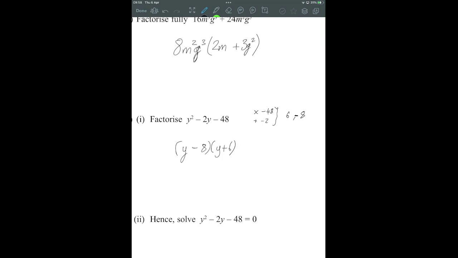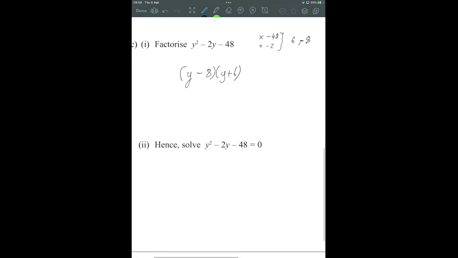Does not matter which order you write the 2 brackets in, as long as you have the negative sign with the 8. You can expand that out with FOIL as well. Check that it does indeed get back to where you want.